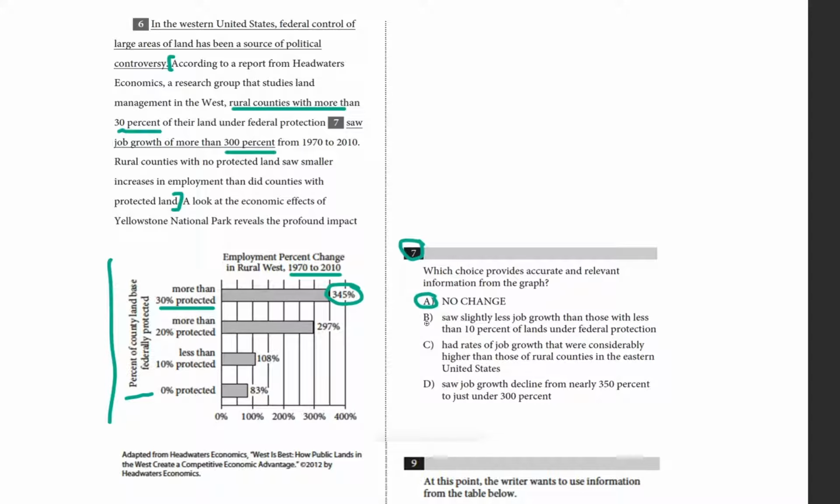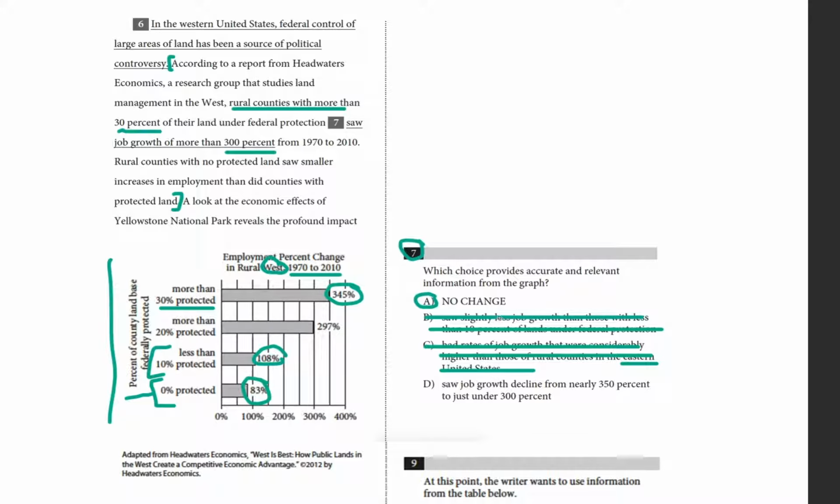Option B, rural counties with more than 30% of their land under federal protection saw slightly less job growth than those with less than 10% of lands under federal protection. So that's saying that things in this group and this group would have greater job growth. And we can see that 108% and 83% growth is smaller than 345% growth. So I'm going to cross that off. Option C, had rates of job growth that were considerably higher than those of rural counties in the eastern United States. Well, the graph isn't talking about the east, it's talking about the west. So we can cross this off as well.